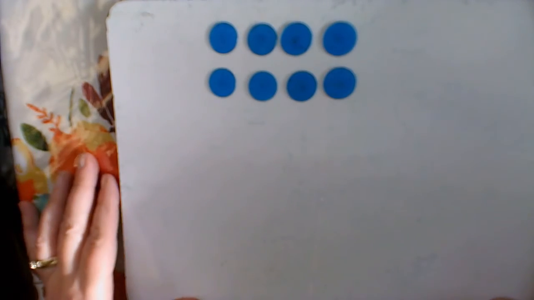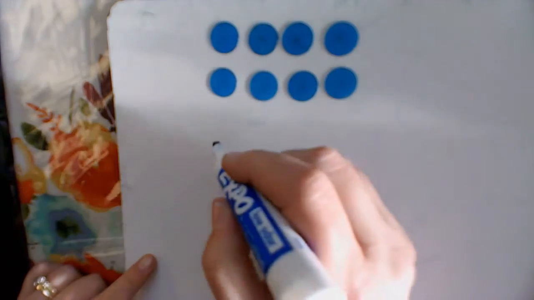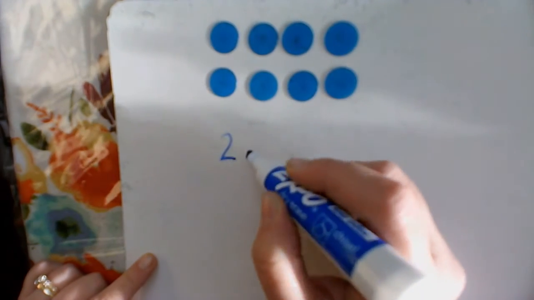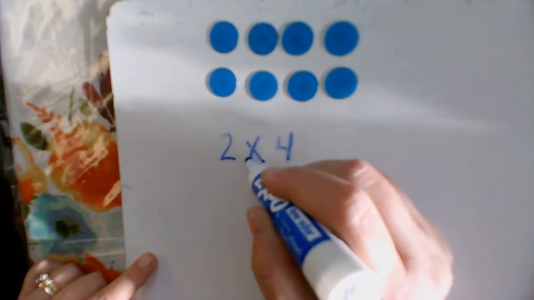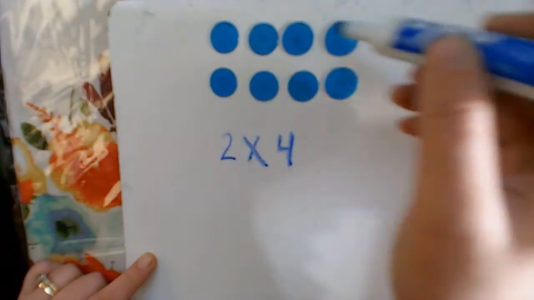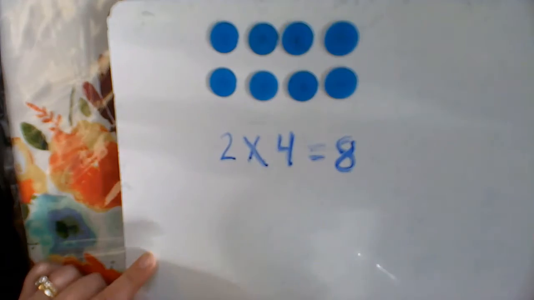First, we're going to just review multiplication using an array. Here is an array. If I look at the rows, remember the rows go across, I have 2 rows, and in each row there are 4 counters. So 2 groups of 4. And I know that the total then would be 8.